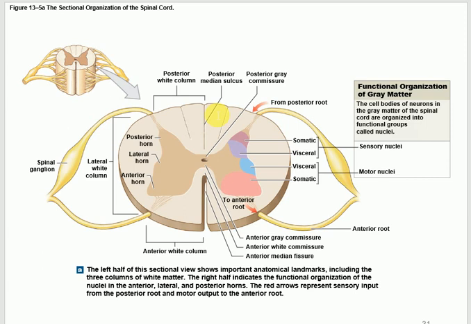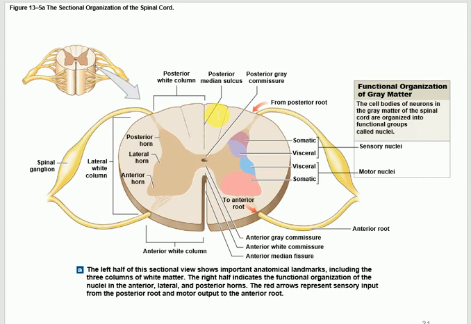So what is this horn? Posterior horn. What's the posterior horn for? It receives the sensation, isn't it? The posterior horn receives sensation from the posterior root. Are we following? Are we good? So the posterior horn is getting the sensation from the posterior root. Where are you getting it from?